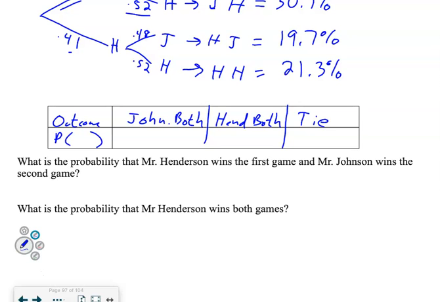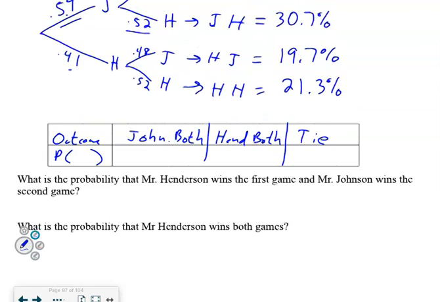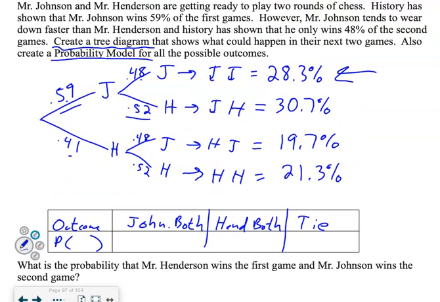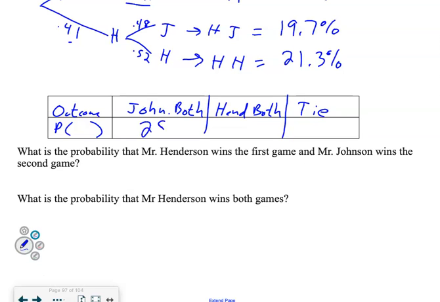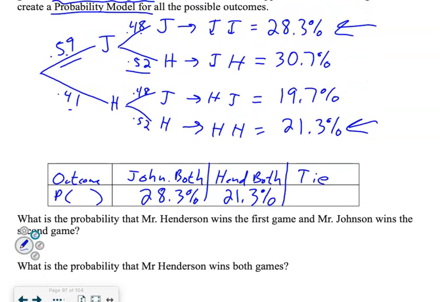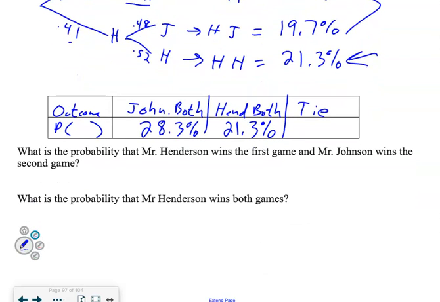Okay? Well, Johnson winning both, if we look at our tree diagram, that's the top one, so 28.3%. Mr. Henderson winning both is 21.3%. And then one of each, we need to add those two together, so 50.4. And now remember a quick way that you can kind of check yourself. If I add these all together, they should make 100%, and I think they do if we added those all up, okay? All right, next one.